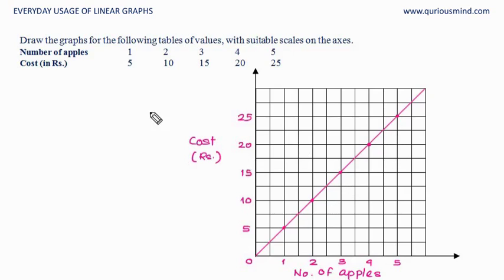Now we see here, number of apples is the independent variable or the control variable, and the cost is the dependent variable. And that's why we have put the number of apples along the x-axis and the cost along the y-axis. This is just a standard which we follow. Let's do one more.